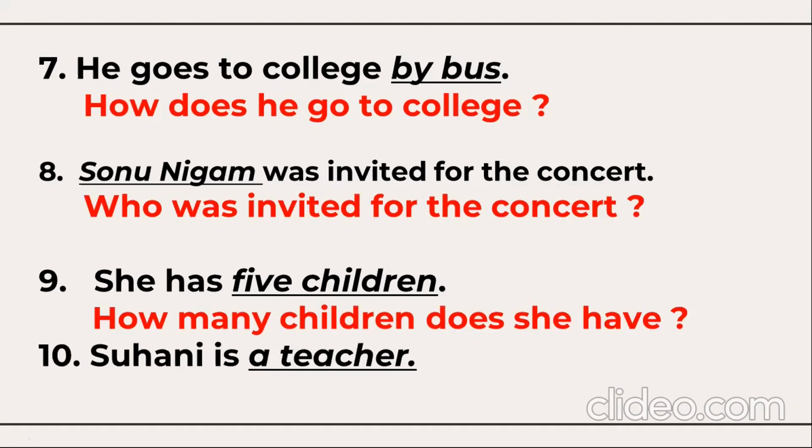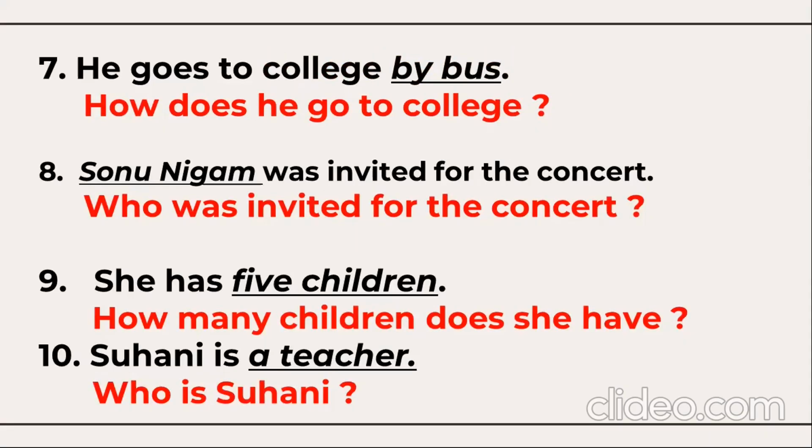Then, Suhani is a teacher. It's the profession of Suhani. So obviously we'll say, who is Suhani? Who is Suhani, or what is Suhani? We can also use the word what: what is Suhani? Suhani is a teacher. Who is Suhani is also a correct question.